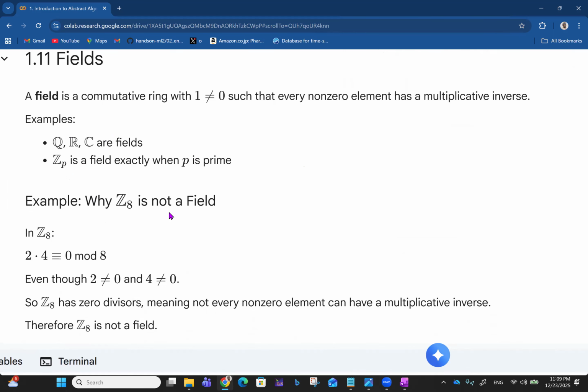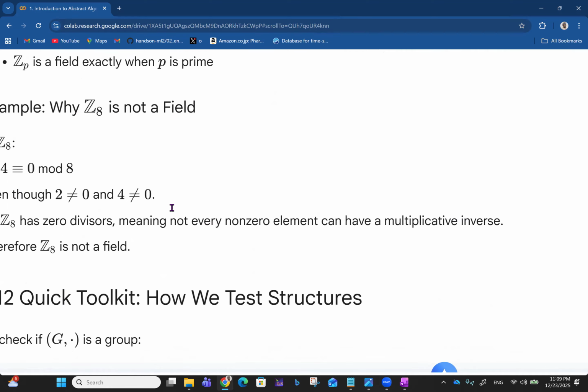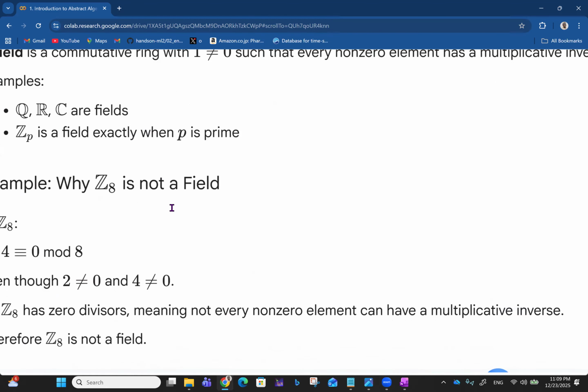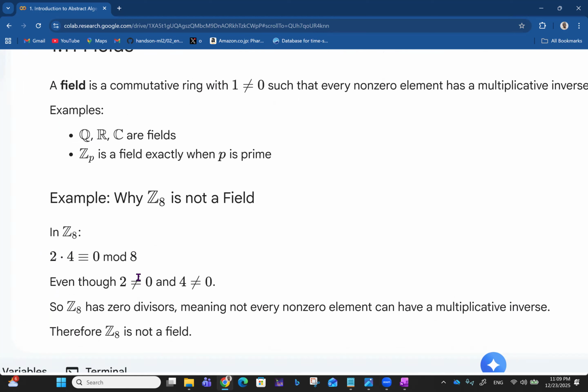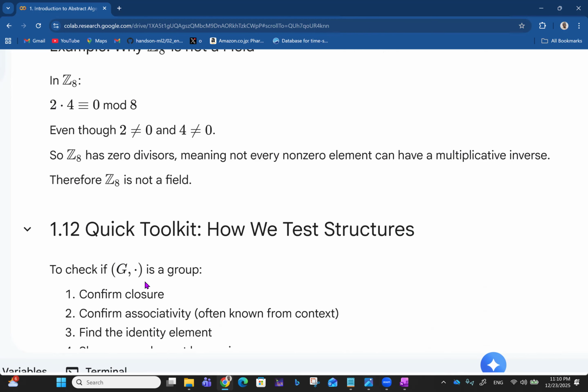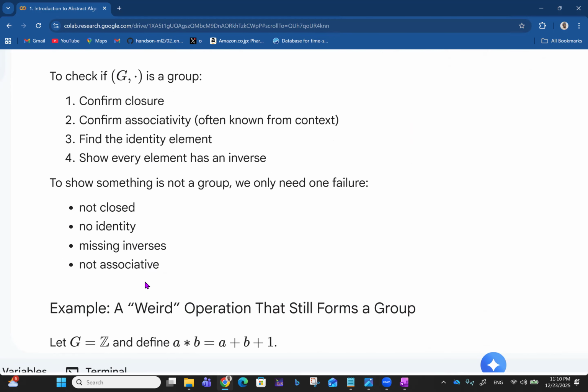So let's see why Z8 is not a field. Z8 contains integers from 0 to 7, a step short of 8. So in Z8, we have 0, 1, 2, 3, 4, 5, 6, 7. You see 2 times 4 is 0 mod 8. So even though 2 is not equal to 0 and 4 is not equal to 0, we still get 0 here. So Z8 has zero divisors, meaning not every non-zero element can have a multiplicative inverse. Therefore, Z8 is not a field. We are going to talk about fields generally when we get there.